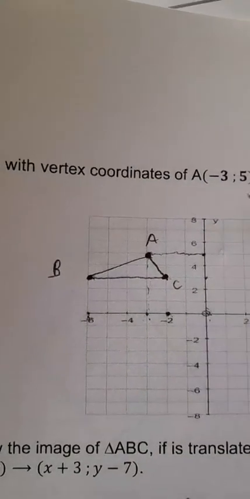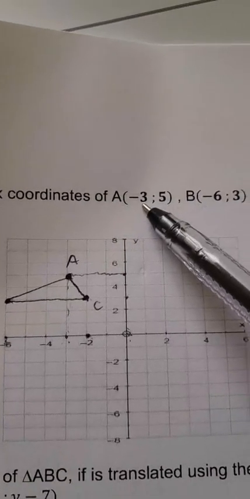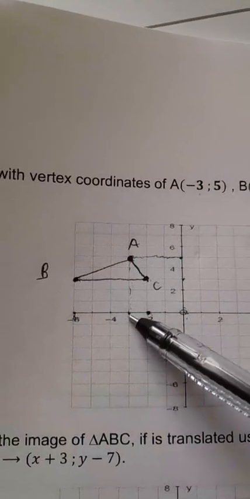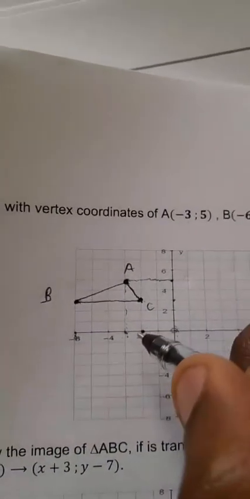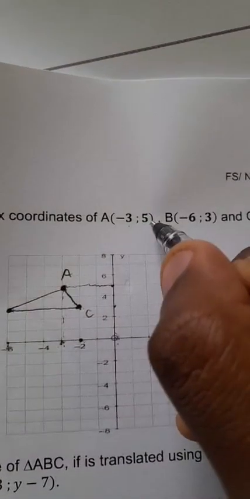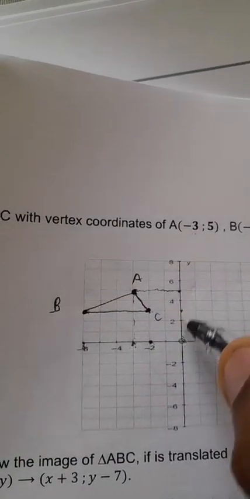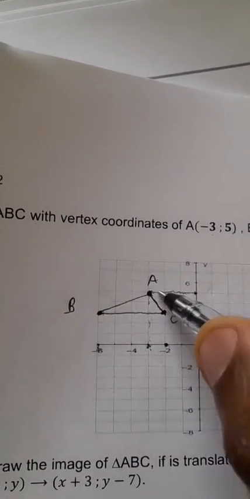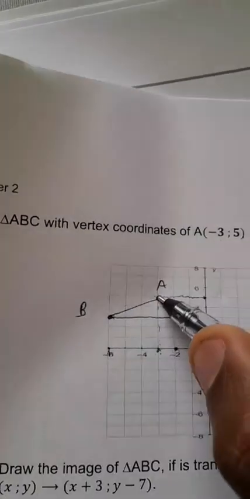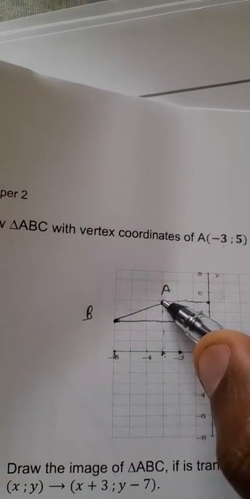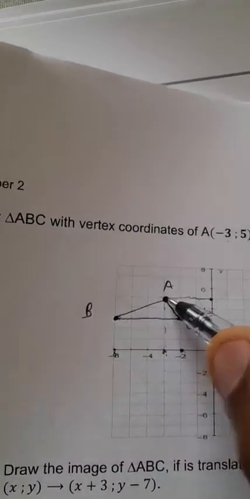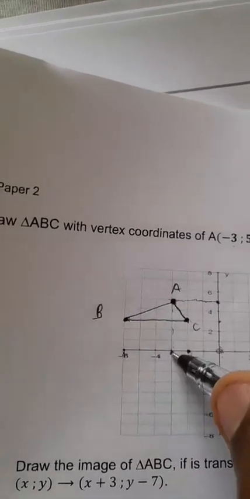Okay, so once again, A: X, negative 3. Where's X? Negative 3 is here. Are you with me? Then Y, that is positive 5, is where? It's there. Then horizontal, vertical, where we meet there. That's why A is -3 and 5. It's here, where Y is 5, where X is -3.